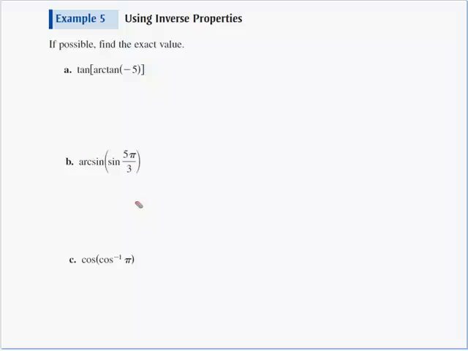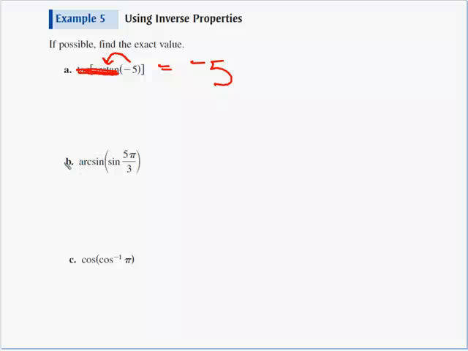Okay, let's try some of these out here. The first one, we got the tan of the arctan of negative 5. Remember, we can plug any number we want from negative to positive infinity into arctan. So this negative 5 is perfectly legal. The tan and the arctan are going to cancel. So our answer is just negative 5.